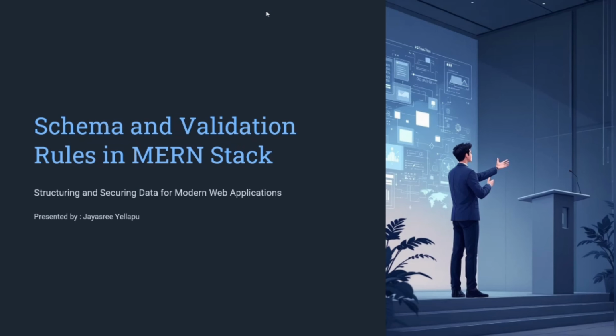So before going into the topic, do you know what the MEN stands for? MEN stands for M for MongoDB, E for Express, R for React, and N for Node.js. Let's go quickly into the introduction to the MEN stack.